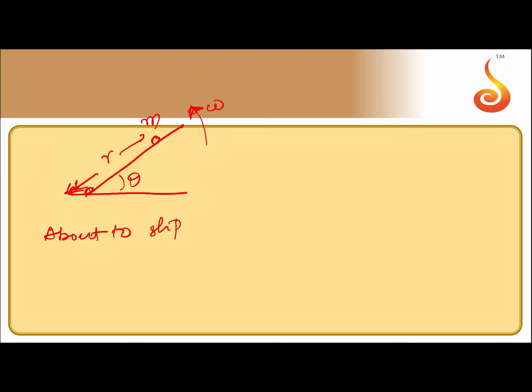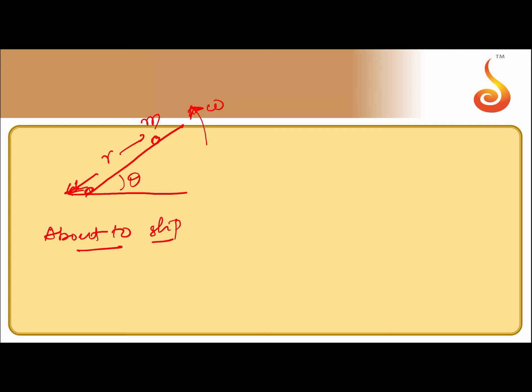So this is the construction. This is theta and this is the mass. It says it is placed at a distance r from this point. This is theta. It starts rotating at a constant angular velocity omega. Now, suppose we consider this one. As it is about to slip, that means it is at the verge of slipping.